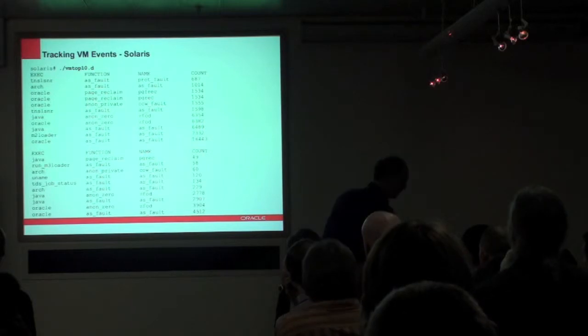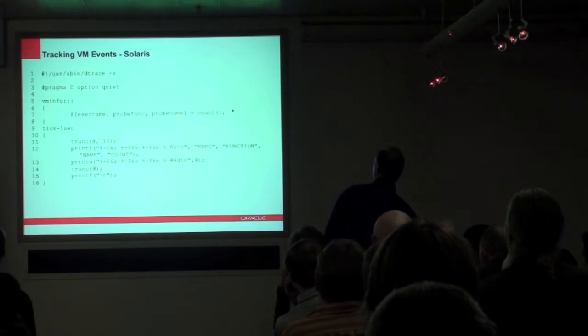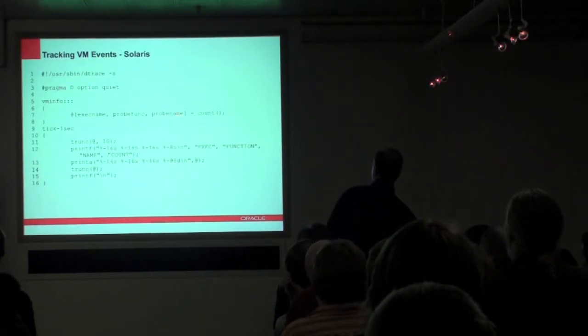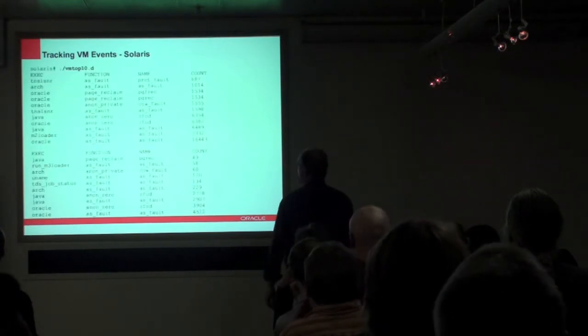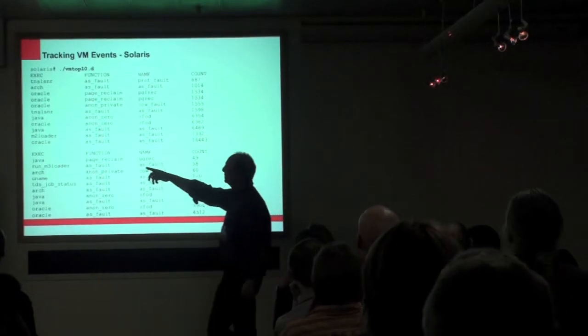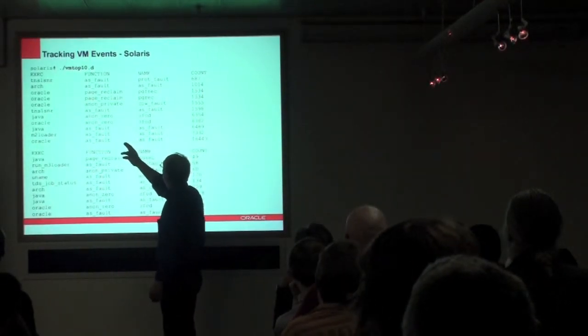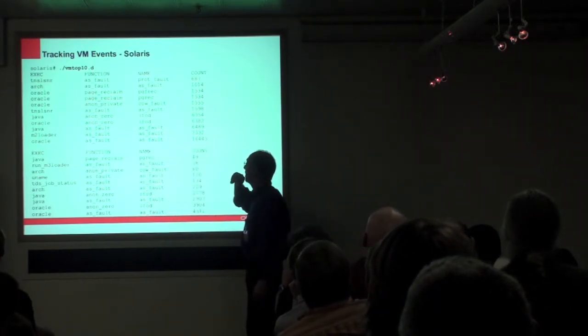Basically a DTrace script that said every time I had a VM info event, I'm going to collect a bunch of data that I'm going to count aggregate on, and then I'm going to print everything I'm aggregating on. So I see the exec is the name of the process, the function and the name are the two components of the probe name, and the count is the number of times it happened.